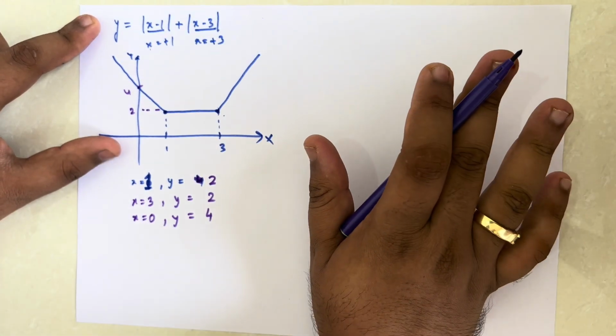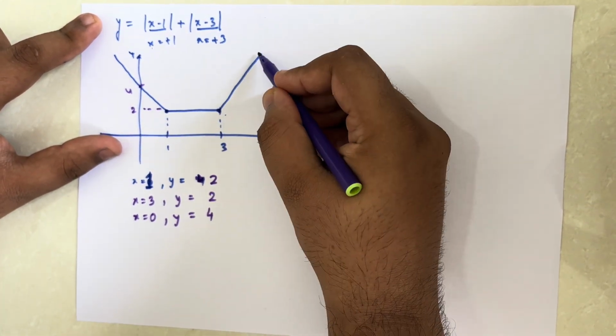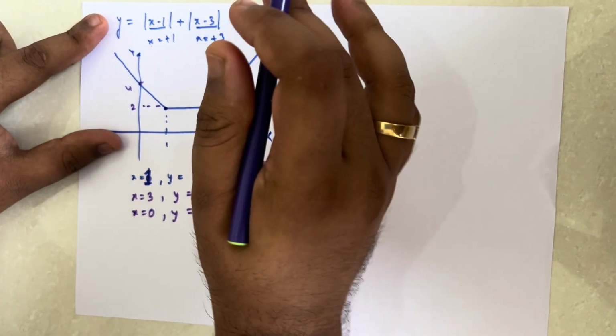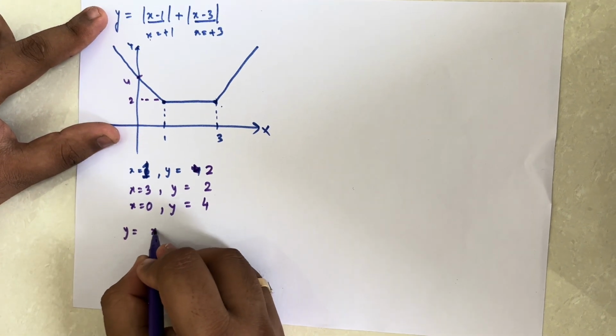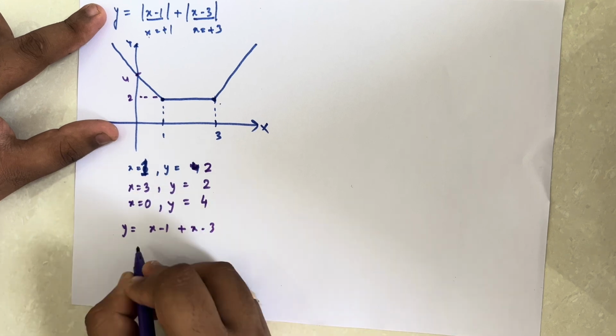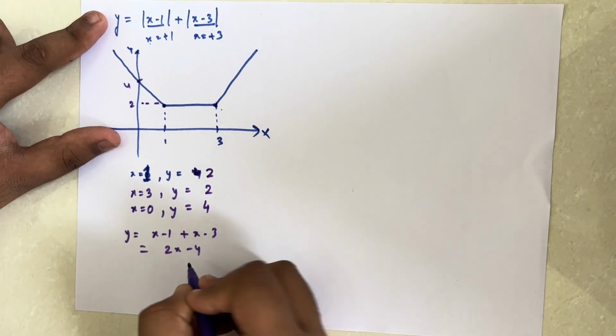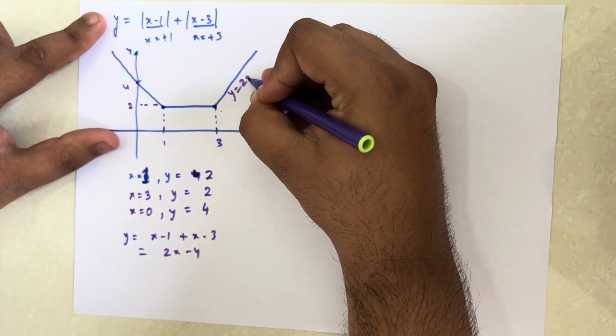So the graph will look like this. You have to quickly find the equation of this line. What you have to do? Remove mod. So y is equal to, remove mod, x minus 1 plus x minus 3. So what is this? 2x minus 4. So this line equation is y is equal to 2x minus 4.